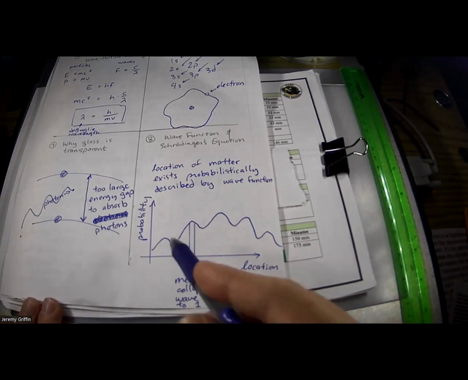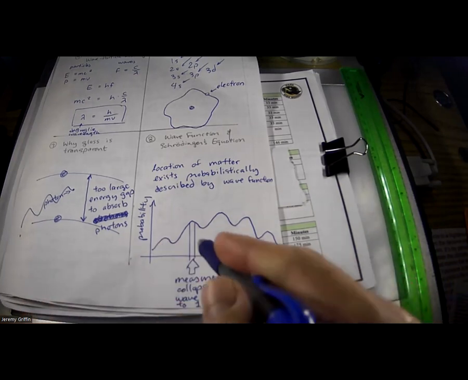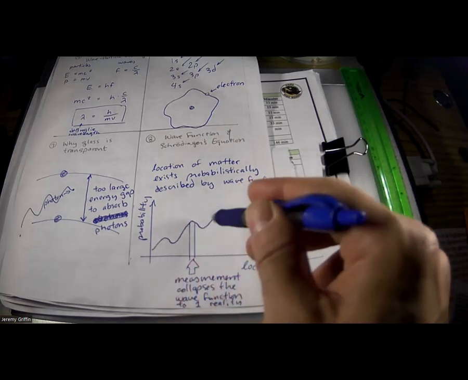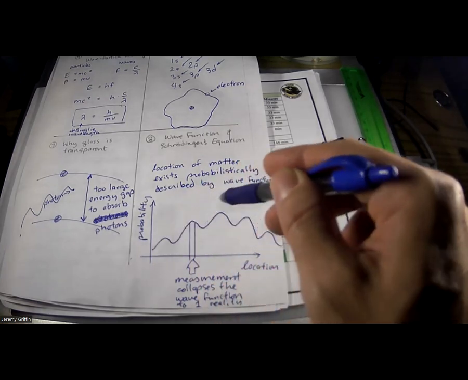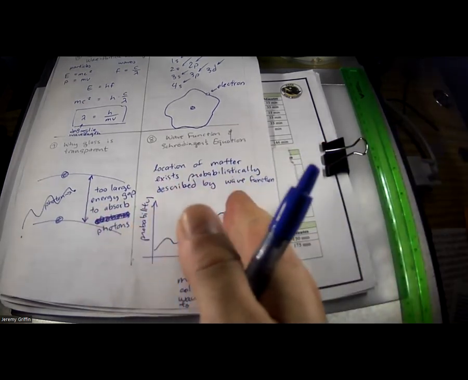So if you measure where an electron is, say 1,000 times, and then you graph it, it would make a graph that looks something like this. Maybe this could be on the x-axis, one axis. You can see there are certain places it's most likely to be. Of course, once you measure it, it becomes located at that location.